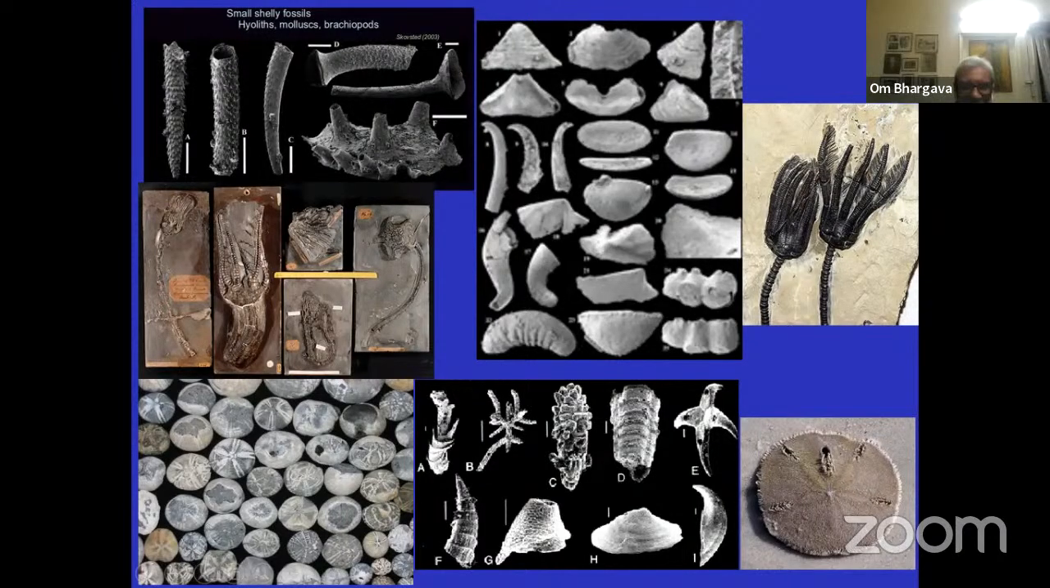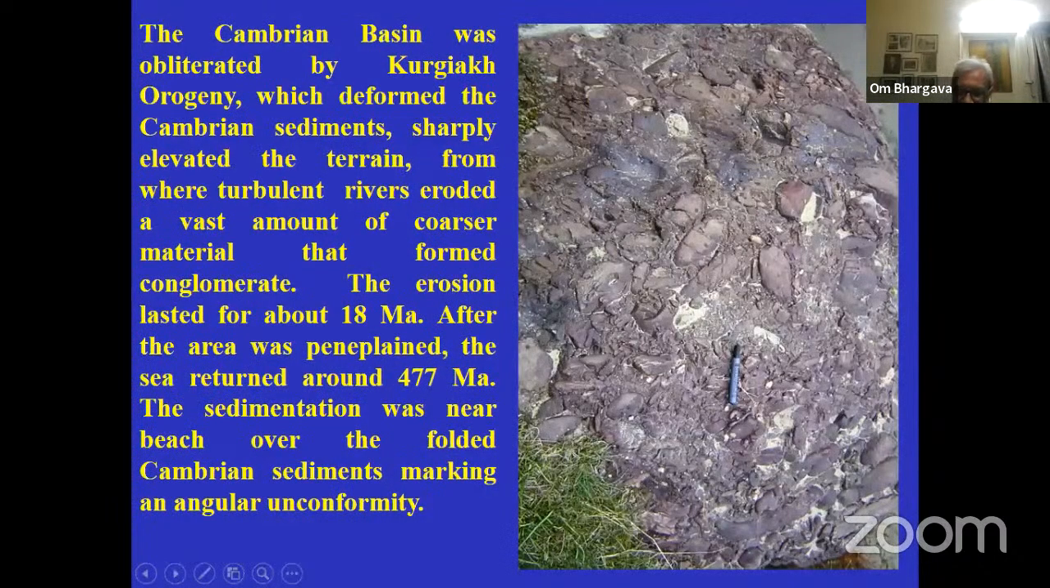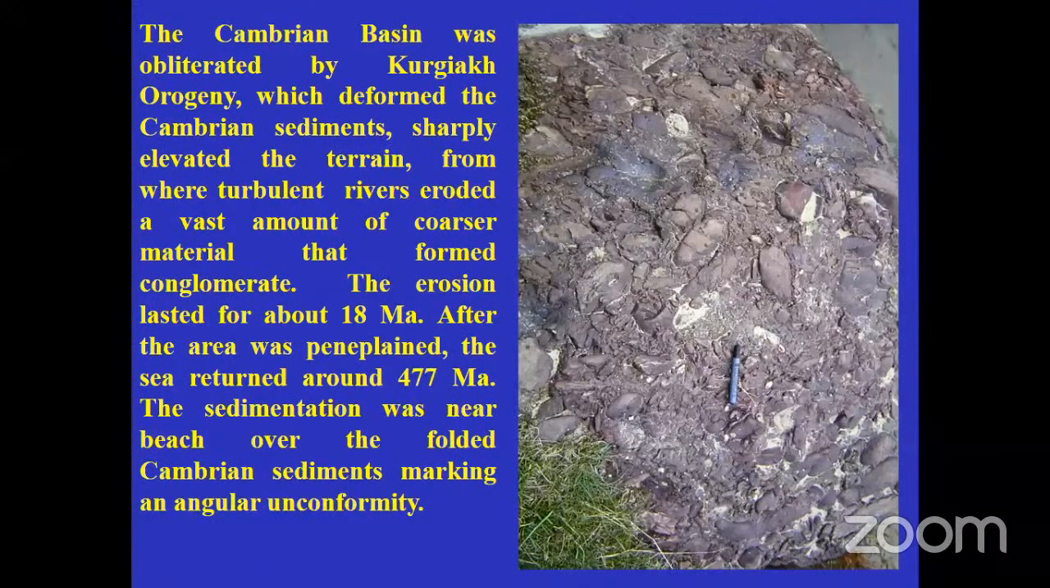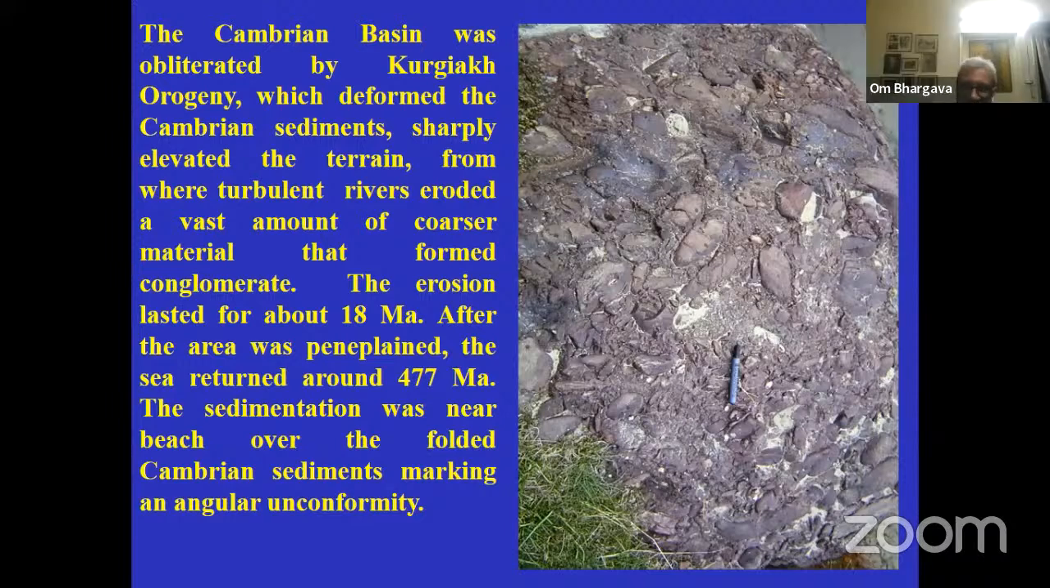The Cambrian basin was obliterated. There was an orogeny, we call it the Kuryak orogeny, which was not as big as the Himalayan orogeny, but it was a very important orogeny which is felt all over the Himalaya. Right from Kashmir to Bhutan, we have seen that there was mountain building activity. Just as the Himalaya has risen, the Cambrian sediments were also sharply elevated, and very turbulent streams started flowing and brought very coarse material, pebbles, cobbles, etc., which form a conglomerate, and this erosion lasted for almost 8 million years.